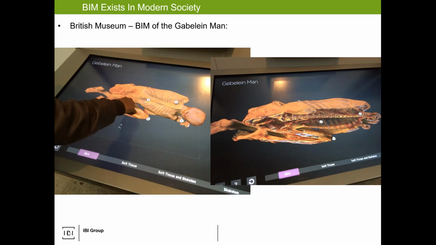On one of my recent trips to London, I was excited to see the BIM of the Gabeline Man in the natural history portion of the museum. I was just walking up, expecting to see pictures, and here's the interactive model. And I said, you've got to be kidding me. They BIMmed it, and people were slicing sections, hitting components, pulling up data, and I was looking at that thinking, that's not Revit, that's not any of our authoring tools, but it is 100% BIM.